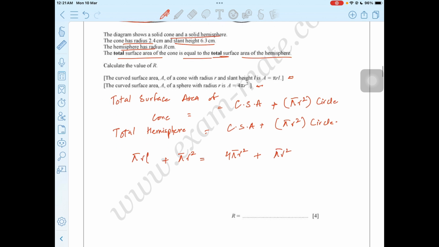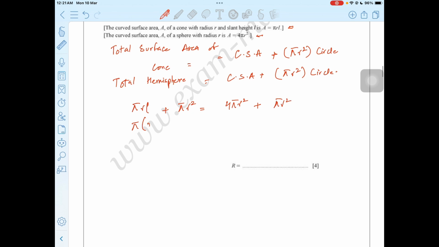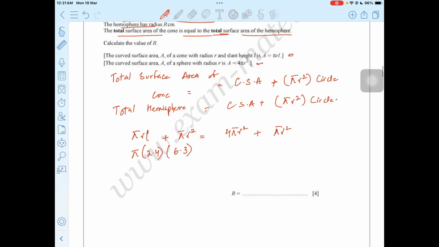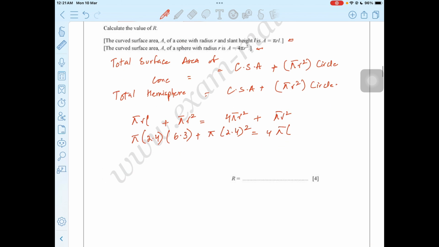Okay, so we have pi r L, we have pi as this, we have r as 2.4 in our cone, and we have our slant height as 6.3, and we have our radius again as 2.4. Now we have 4 pi, we need the r, plus pi r square, right? So let's take r square as common over here, so this would be 4 pi plus pi, right? This would be 5 pi, and this 5 pi would be divided over there.